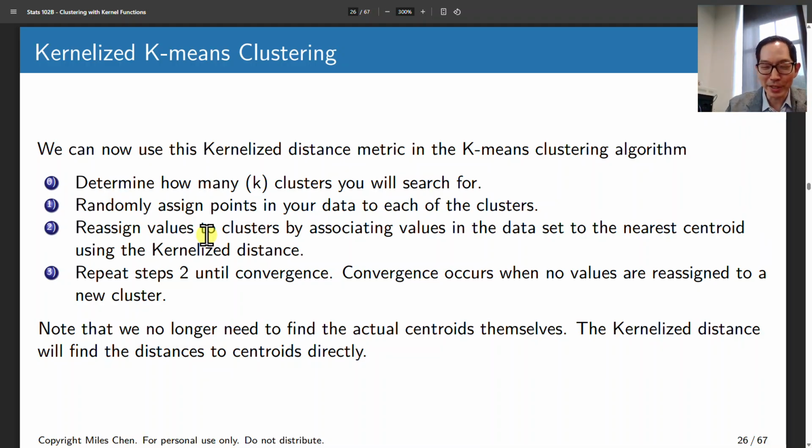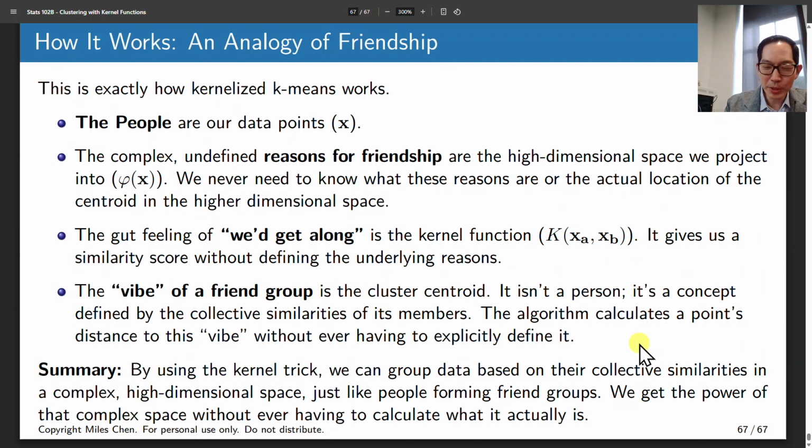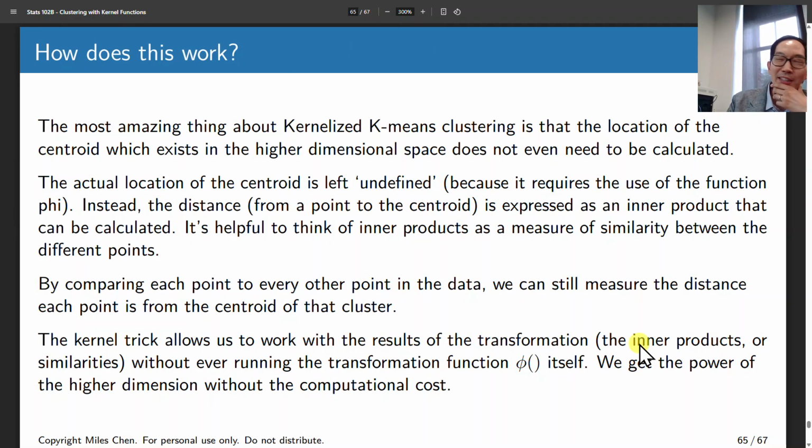Maybe I'll jump to the very last slide, where I have an explanation of how this works, just conceptually. I wrote, the most amazing thing about this kernelized k-means is that the location of the centroid, which exists in this higher dimensional space, doesn't need to be calculated. The actual location of this centroid in this high dimensional space is left undefined, and instead the distance to the centroids is expressed as an inner product that can be calculated, and we can think of these inner products as similarities between the different points.